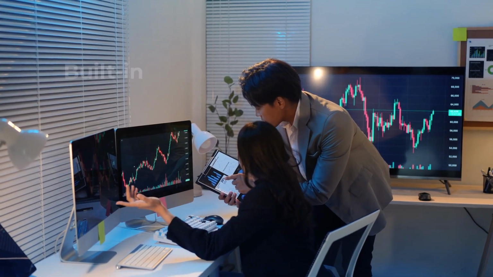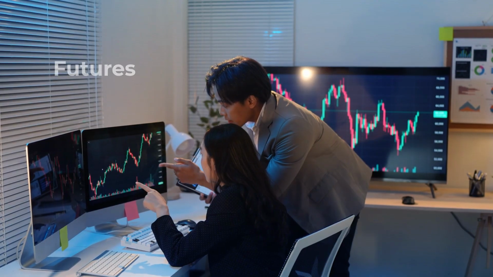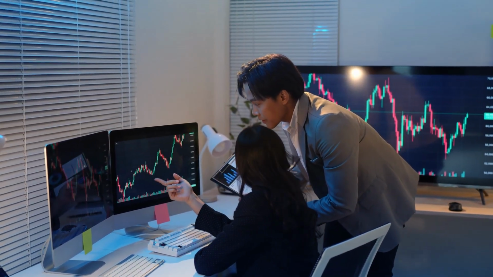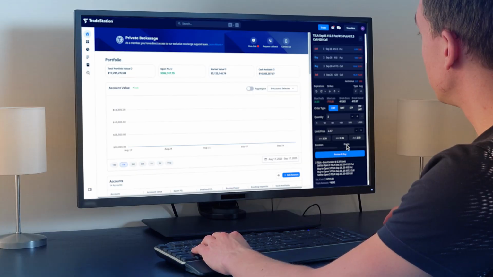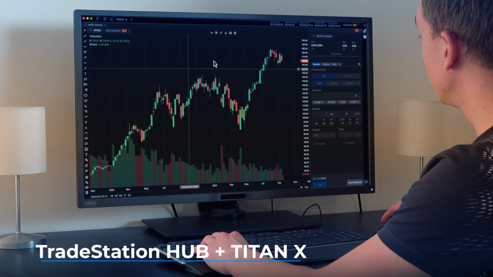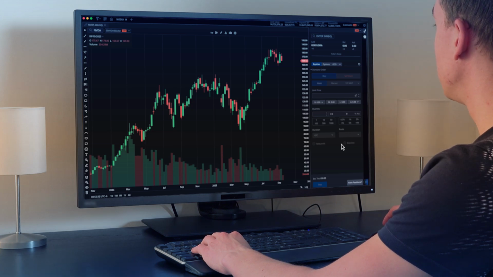Whether you're trading stocks with built-in exits, customizing multi-leg options, or placing futures orders with precision, TradeStation HUB gives you the tools to act quickly and manage confidently. And when your strategy calls for deeper analysis or advanced execution, transition seamlessly into Titan X. Together, HUB and Titan X form a connected trading experience that adapts to your pace, your style, and your goals.